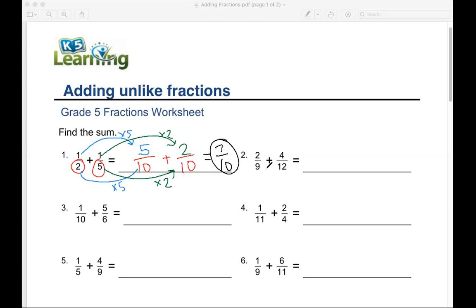How about you look at number 2. When is the first time 9 and 12 have a common denominator or a common multiple? So think of your 9s, 9, 18, 27. Keep doing that until you think of where it meets with the 12s. Can you find a spot?